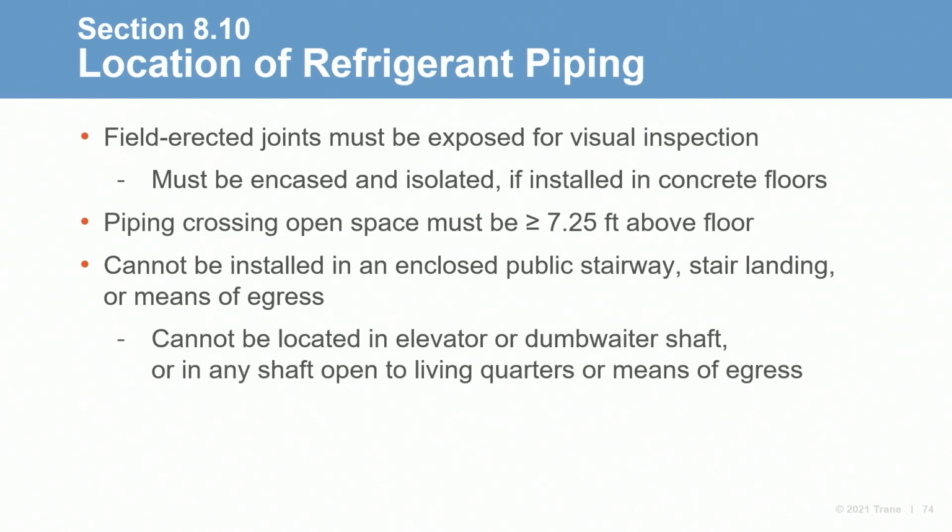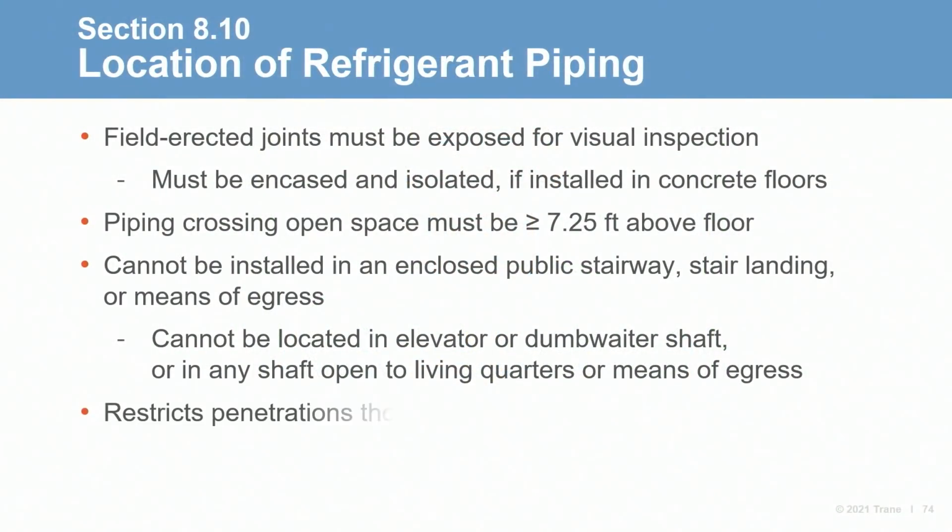Similarly, piping cannot be located in an elevator or dumbwaiter shaft or any shaft that has openings to living quarters or a means of egress. Unfortunately, the definition for means of egress is not universally agreed upon. So you're going to need to work with your code officials to clarify the impact. The committee understands that this lack of definition creates a burden on the designer. And as of this program, the committee is actively working to better define this section. So please, periodically check back with ASHRAE.org to see if the guidance has changed.